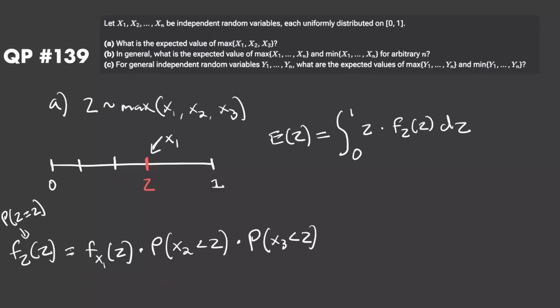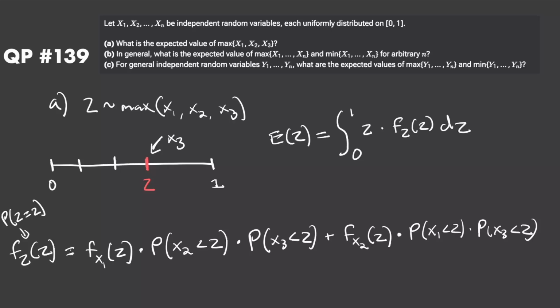Now x1 doesn't have to be the maximum, right? It could also be x2, and in that case, it would be disjoint, so we add on the density of x2 at the point z. And then again, in that case, x1 and x3 would both have to come before x2. They're all independent, so we multiply the probability that x1 is less than z times the probability that x3 is less than z. And then finally, our third case is going to be the same, right?